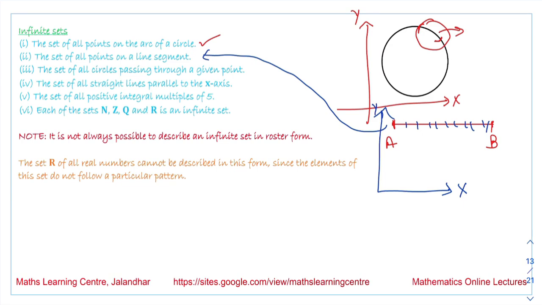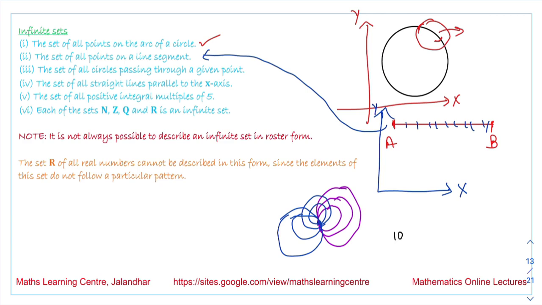Similarly, the set of all circles passing through a given point. This point is given to us, and we are drawing the circles passing through this point. These circles may be like this, these circles may be like this. So we cannot count the number of circles passing through a given point. If we start counting the number of circles, suppose I have drawn 10 circles, then I can draw the 11th circle.